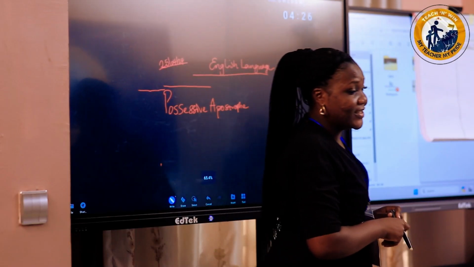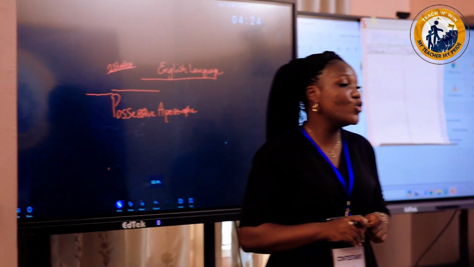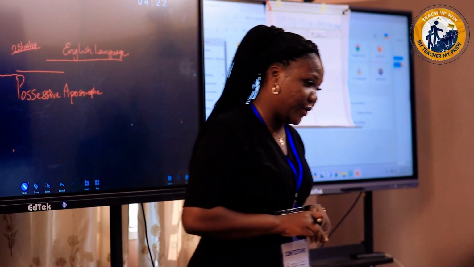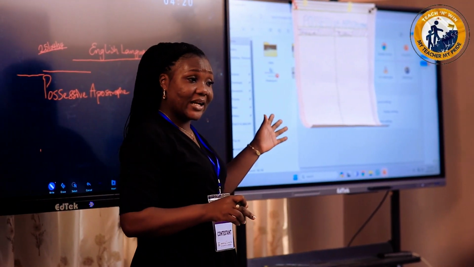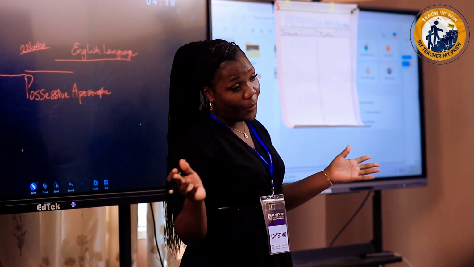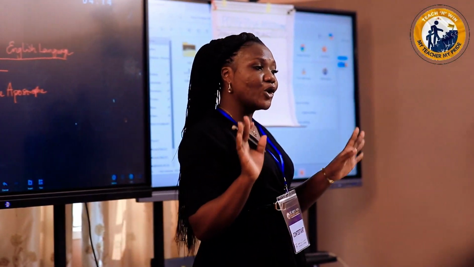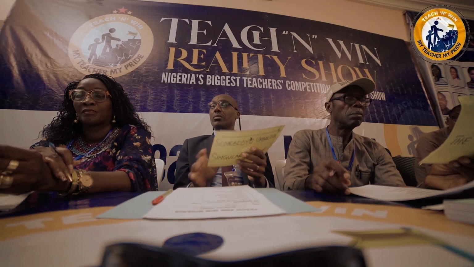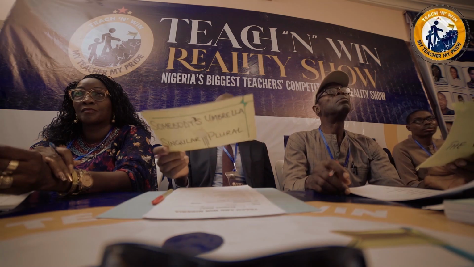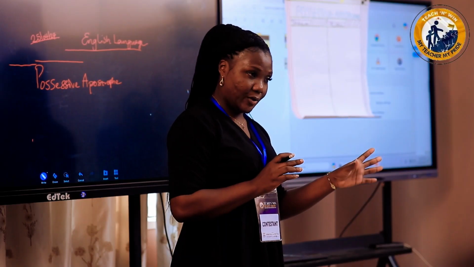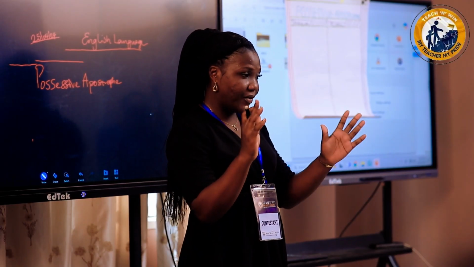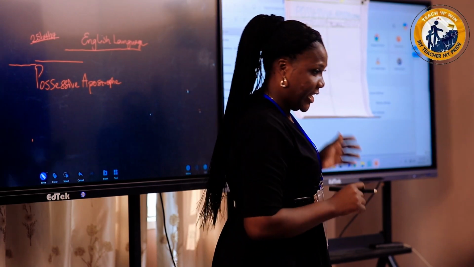So class, today, like I said, we're going to be discussing the use of the possessive apostrophe. I'm sure you remember we discussed punctuation marks the other time: commas, full stops, and so on. Today we're looking at one function of the possessive apostrophe, and that is to indicate possession. Remember, possessive apostrophes can also be used to indicate contraction, but today we're looking at just possession.